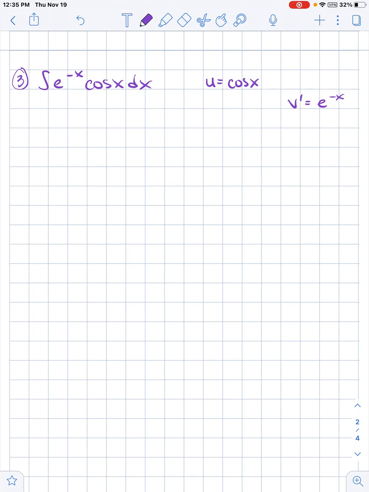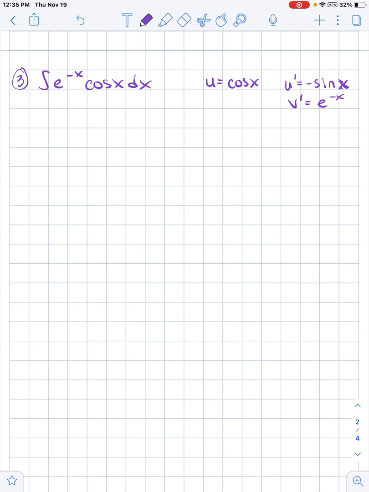Okay, welcome back. This one turned out to be, I like to call this the problem that never ends. It just kind of loops. So I'm going to let u equal cosine x, which means u prime is negative sine x. Positive and negative signs are really important in this problem.